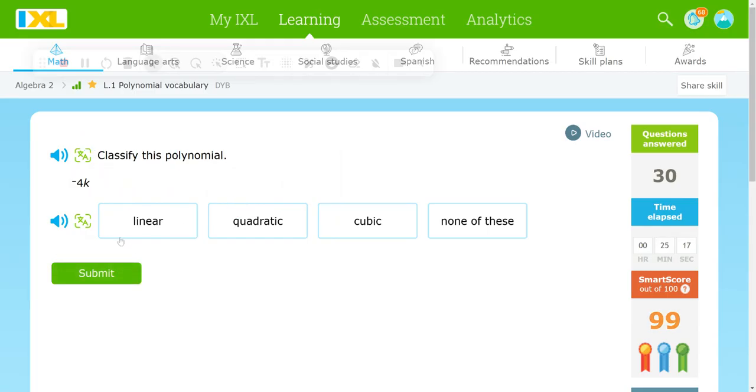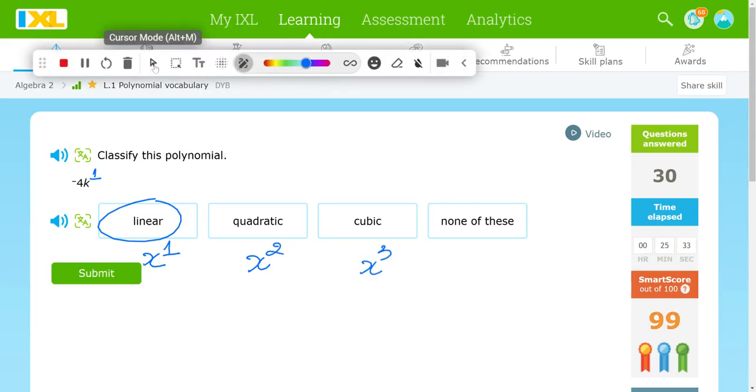Okay. This is one term, but the power right here is power 1. So power 1 is linear. When you have a variable, power 1 is linear, power 2 quadratic, power 3 cubic. So I choose linear and then I'm done.